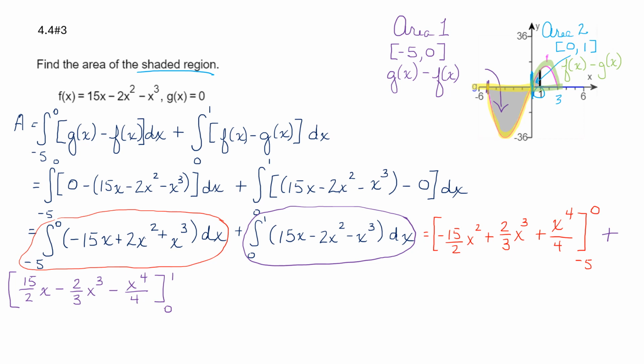Okay, so from here, we are doing our plug and chug. So I'm going to do that in green. So we're looking here, and we're going to first be plugging in the 0 for x, and then we'll be plugging in the -5. When you plug in 0 for x, it will all become 0 because anything times 0 is 0.